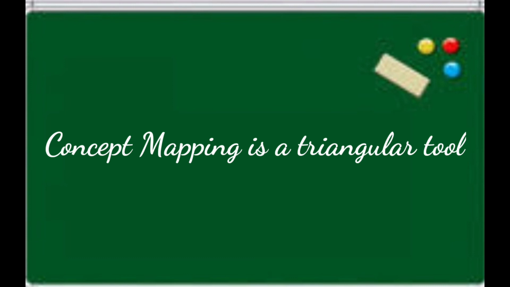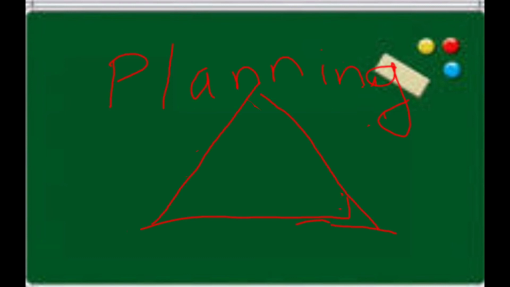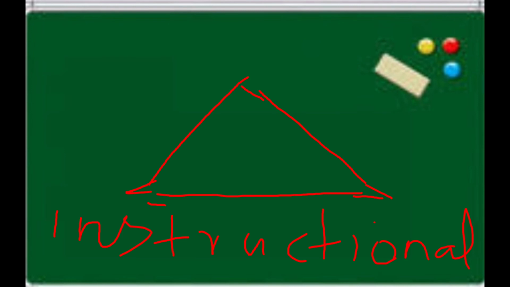In short, we can say that a concept map is a triangular tool. We can use a concept map in three ways. The first one is for planning our lesson. Before taking a particular topic, we can ask the students to make a concept map on that topic in order to know their previous knowledge. Based on that, we can plan our lesson.